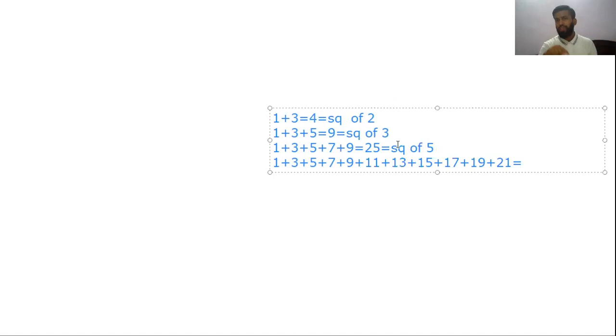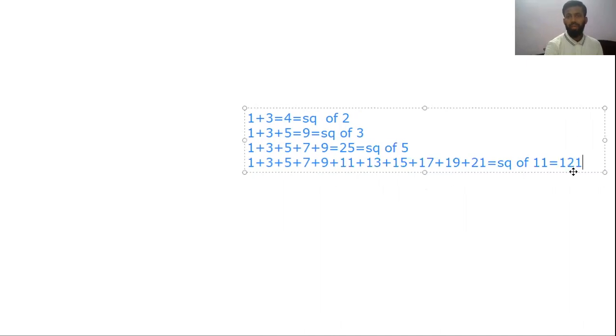Similarly, if I want to answer the last example, I would check how many first odd natural numbers I have. So this is 1, 2, 3, 4, 5, 6, 7, 8, 9, 10, 11. Meaning this total is equal to a square of 11. Yes. And that can also be written as 121. Is that clear?